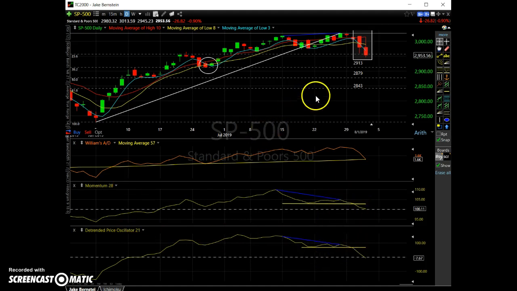I just wanted to show you that. So in that sense, because we looked at these retracement levels before, you can expect some more downtrending here to go to the 2913 or 2879 level.